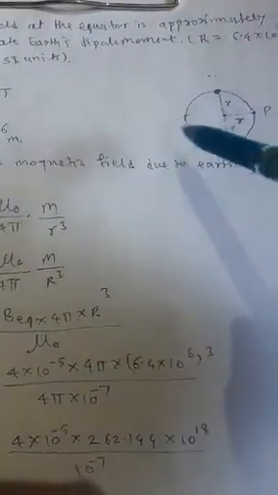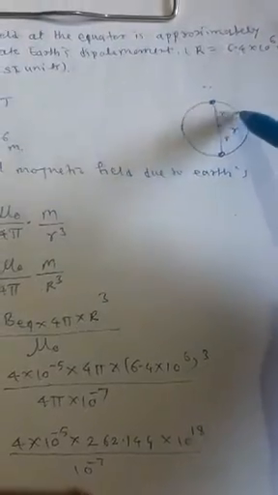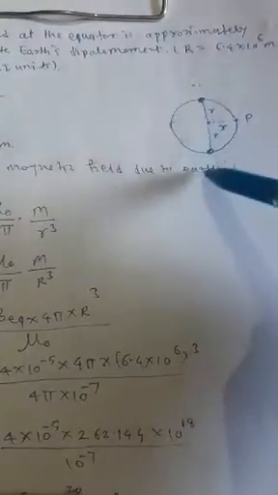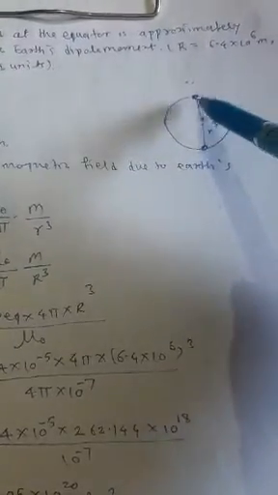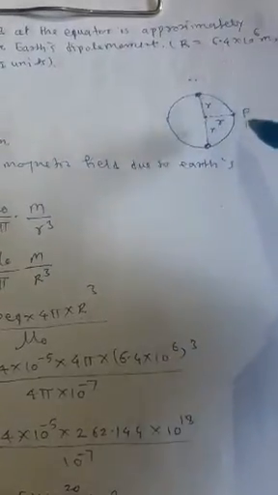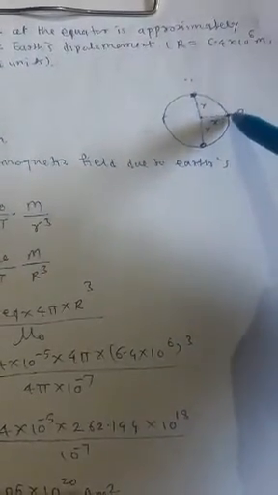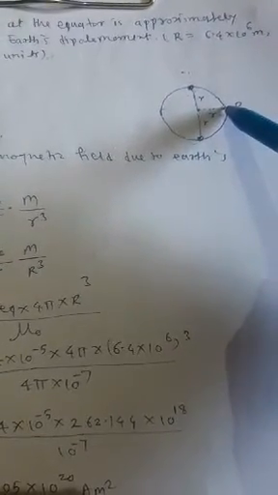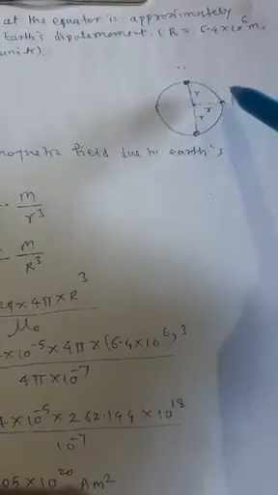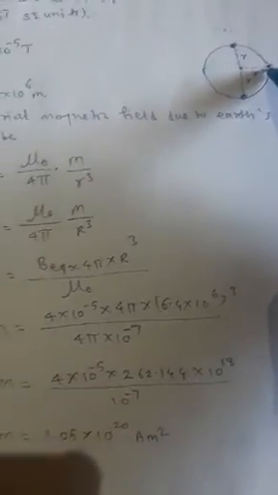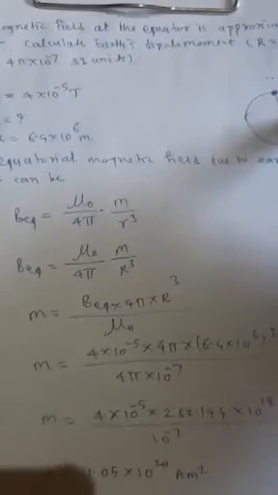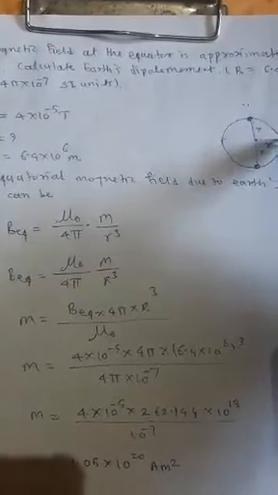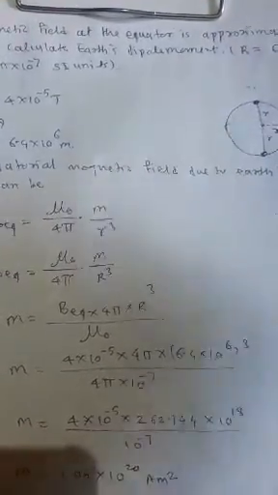Say this pair represents our Earth. These are the poles of the Earth, say these are the magnetic poles of the Earth. And the point P is situated on the geomagnetic equator. We have to determine the value of the magnetic dipole moment, Earth's dipole moment at point P.